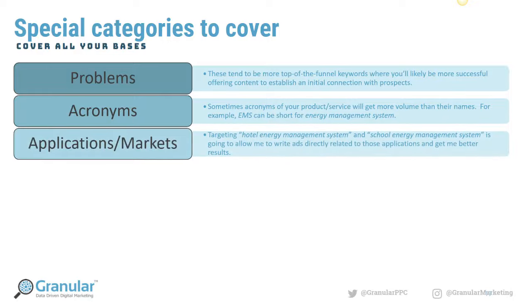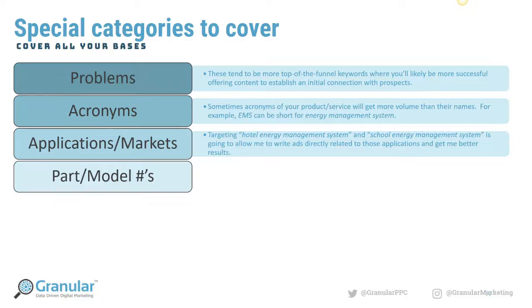Applications and markets, segmenting by what application. In my example, that's different types of buildings, hotels, schools, stuff like that. If I use those keywords, it's going to allow me to write ads directly related to those applications, and I'm going to get better results. If someone searches for hotel energy management, I'm able to put hotel in my ad, and it's going to be more relevant to them. Part and model numbers. If this applies to you, people will put part and model numbers in their queries, so you should put them in your ads and in your keywords.